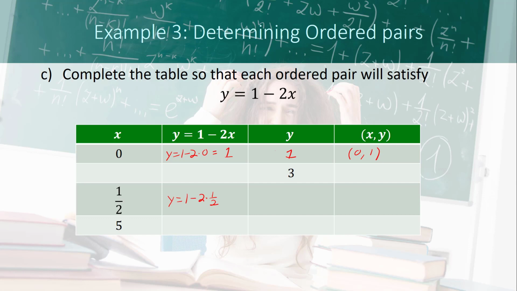2 times 1/2 is simply 1. So that's going to be 1 minus 1, which is equal to 0. That means y must be equal to 0, and then our ordered pair is going to be 1/2, 0.